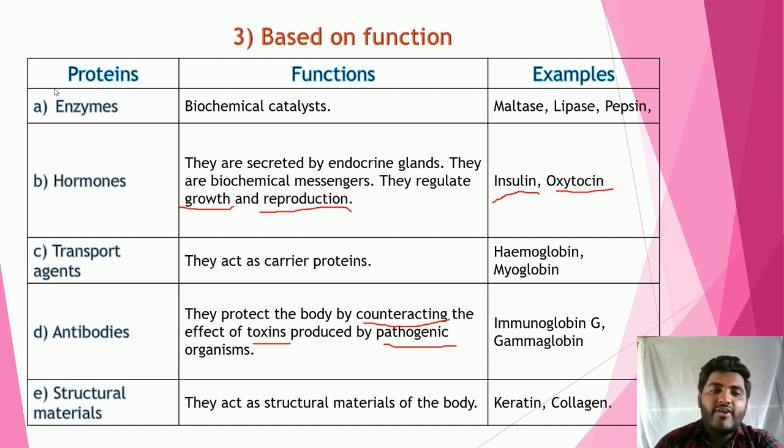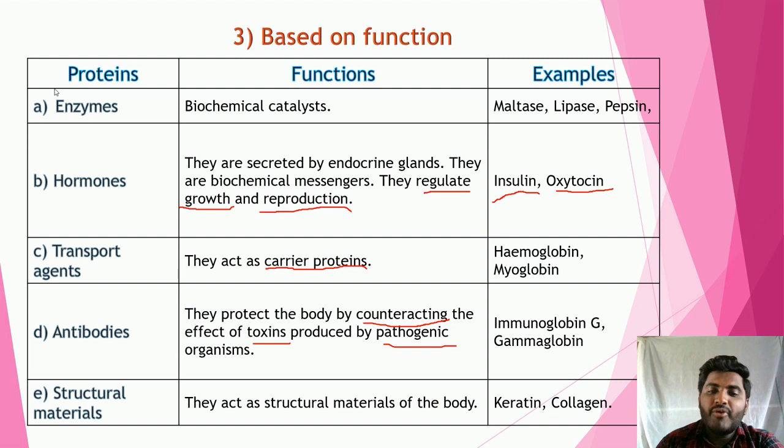Here again 5 categories are there: enzyme, hormone, transport agent, antibodies and structural materials. So enzymes are nothing but biochemical catalysts. Example, maltase and lipase. Hormones regulate growth and reproduction. Example, insulin, oxytocin. Transport agents act as a carrier of the protein. Example, hemoglobin and myoglobin found in blood.